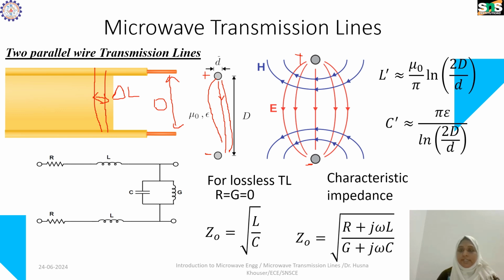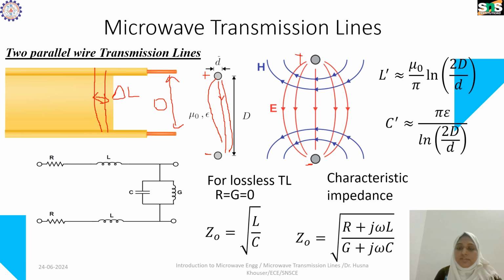The inductance is calculated with the formula mu naught by pi ln of 2D by d, where capital D is the distance between the conductors and small d is the radius of the conductor. Next, the capacitance. The capacitance formula is pi epsilon divided by ln of 2D by d, similar to what I discussed previously. Here D is the distance and d is the radius of the conductor, mu naught is the permeability, and epsilon is the permittivity.